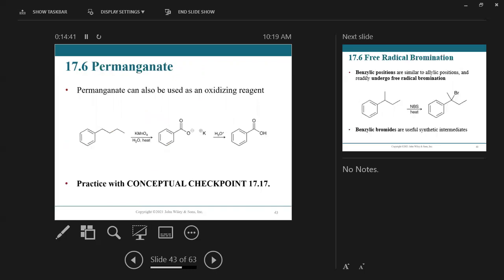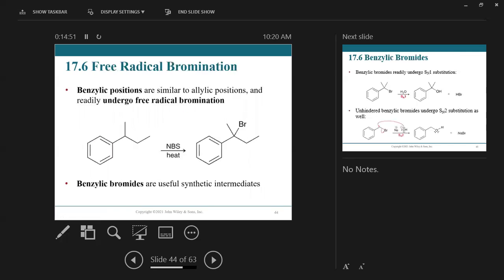It says permanganate can also be used as an oxidizing agent. Here we're at the benzylic position, and here we oxidize it. NBS could be a source of bromine, so benzylic positions are similar to allylic positions and readily undergo free radical bromination. But my best guess is that this has something to do with the stabilization of the charge. The resonance helps it out. So here we're adding a bromine to it.